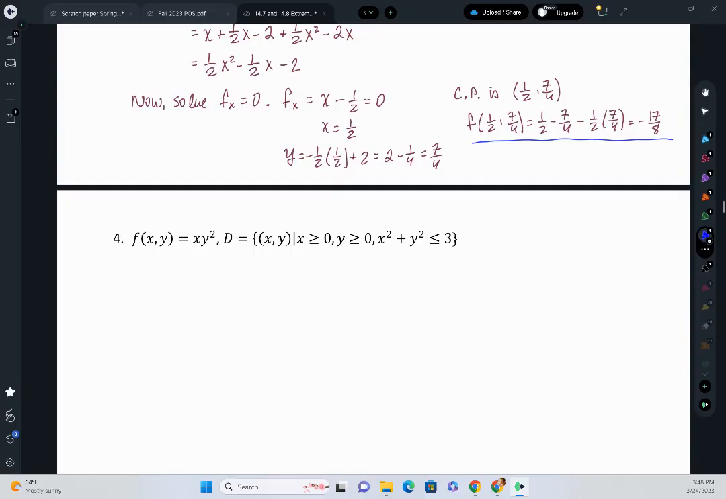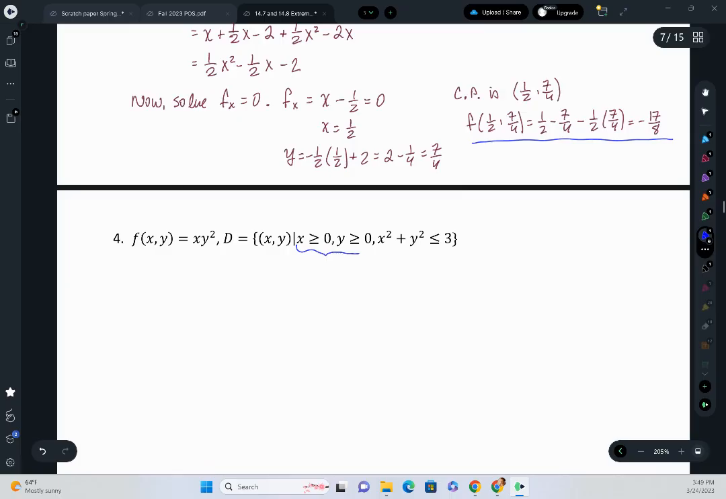And so that's why we're doing it, so we can see how you set up different types of domains and work with them. We're going to do the exact same process though. Okay, so here our function f of xy is xy squared. Our domain is defined by the set of all xy values such that x is positive, y is positive, and x squared plus y squared is less than or equal to 3.